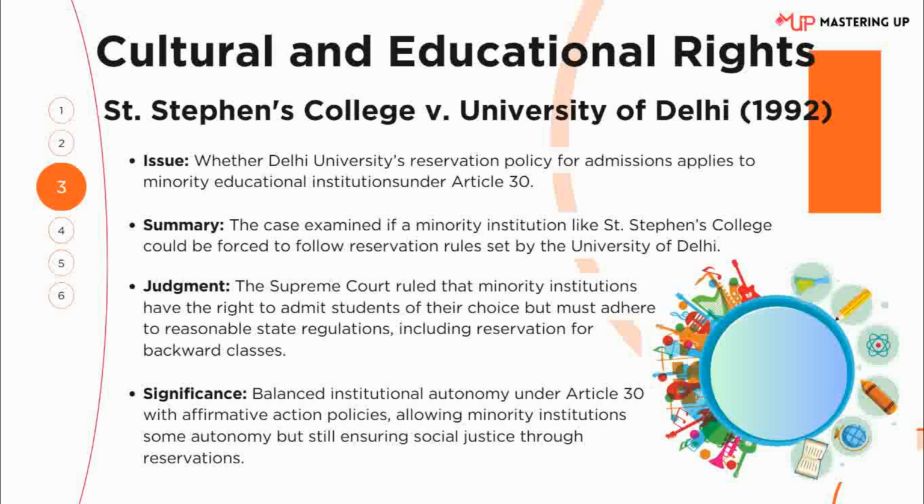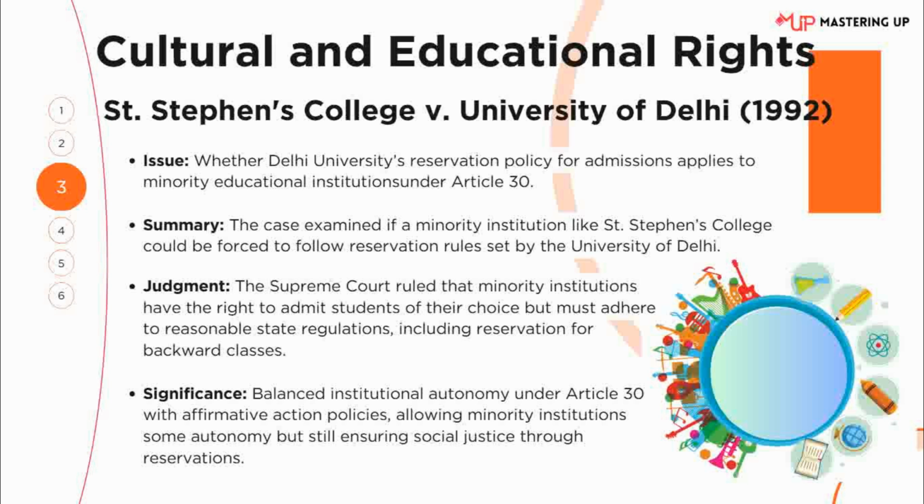The Supreme Court ruled that minority institutions have the right to admit students of their choice under Article 30. But they must comply with reasonable state regulations, including reservation for socially backward classes. In other words, while minority institutions can set their own admission policies, they cannot ignore laws related to affirmative actions aimed at social justice.